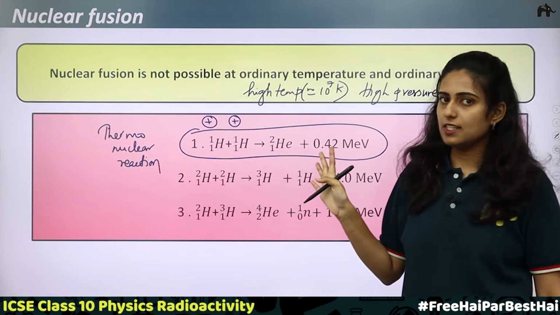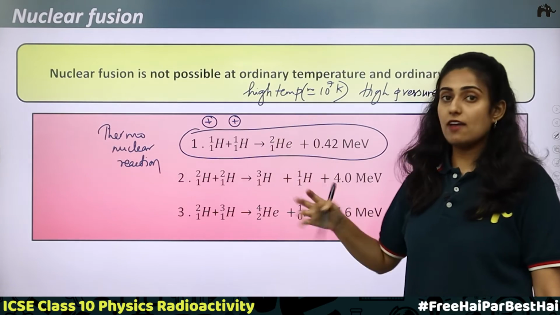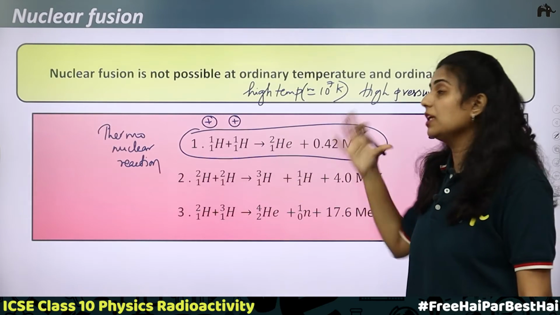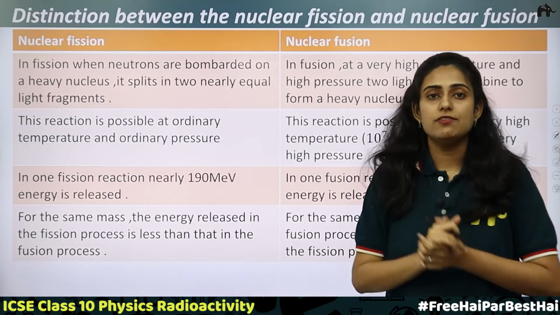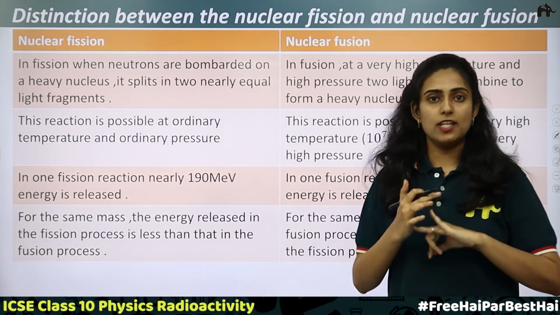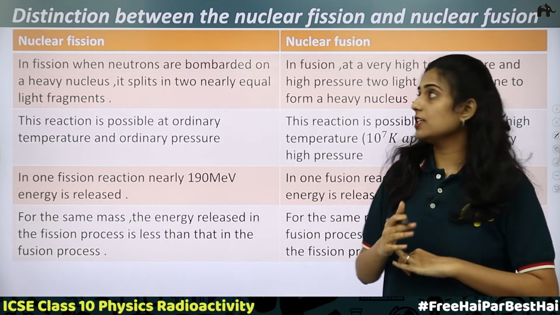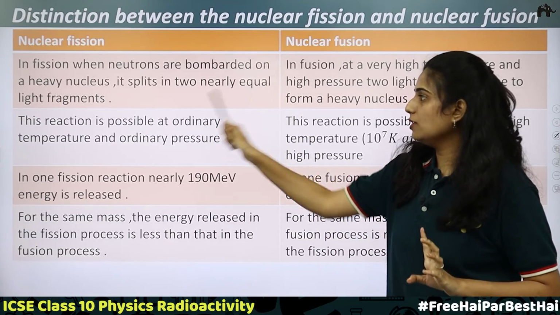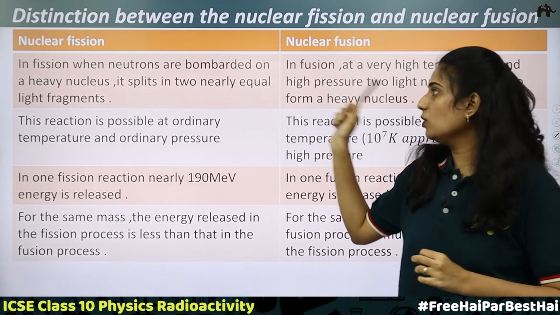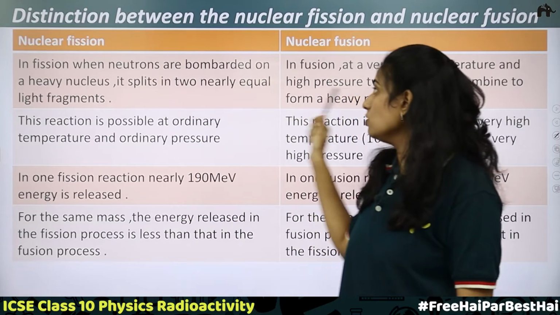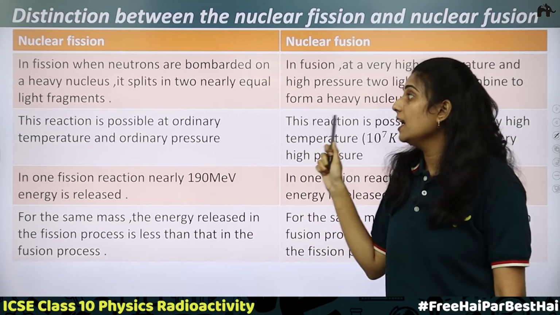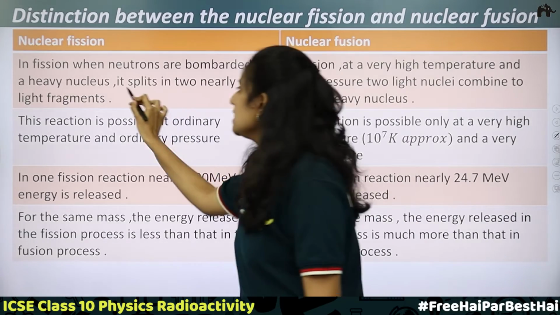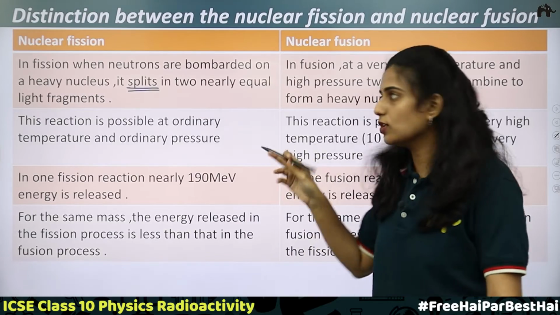You have understood what the reason is? The particles should have sufficient kinetic energy to overcome the electrostatic repulsion. We have differentiated between radioactive decay and nuclear fission. Now let us understand the distinction between nuclear fission and nuclear fusion. So first thing, to differentiate, take the definitions. Nuclear fission. In fission, when neutrons are bombarded on a heavy nucleus, it splits into two nearly equal light fragments. So here splitting of a heavy nucleus is happening.